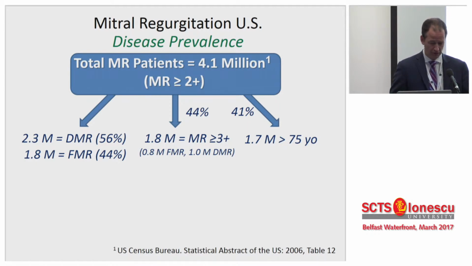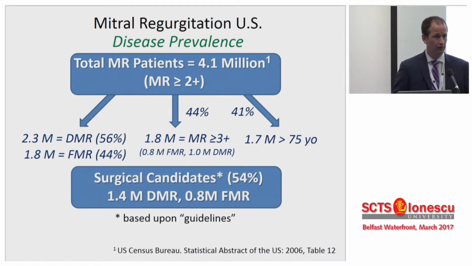Degenerative MR is 56%, functional MR is 44%, and 1.8 million people have 3+ or more MR. So if you look at the guidelines and interpret them strictly, you should come to the conclusion that there are 1.4 million patients that require surgery for degenerative MR and 0.8 million that require surgery for functional MR.